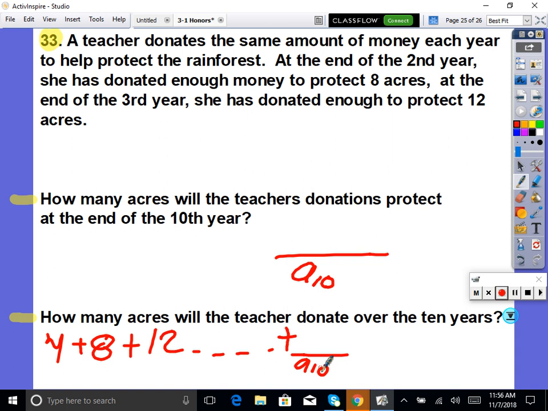But if she's donating the same amount of money each year, then why is it getting more and more acres? Like, pretend you have a dollar bill on your desk, and you get $2 each day. And I say to you, how many dollars are you going to have on the 10th day? You'd say $10, guys. If you start with $1. Oh, and let's say you add $1 each day. Let's make it easy. How many dollars are you going to have on the 10th day? $10. Right?